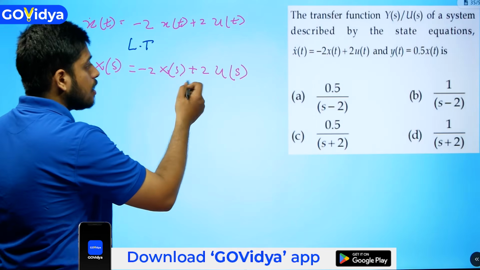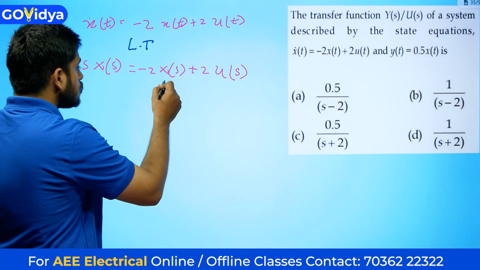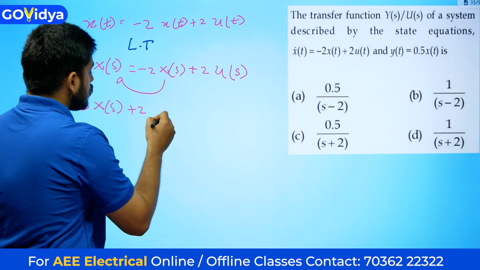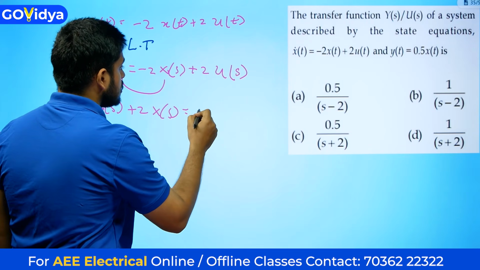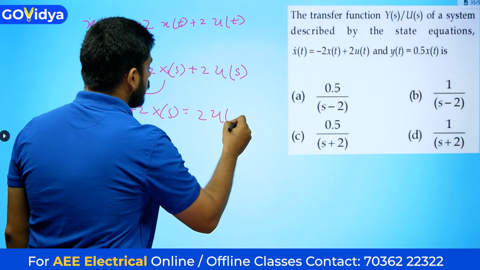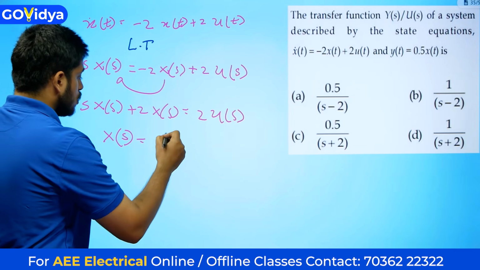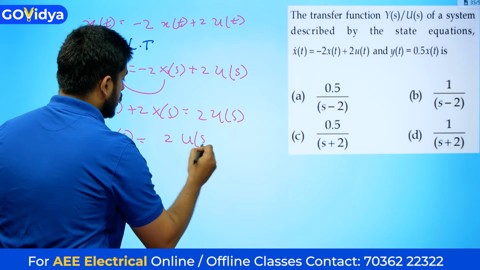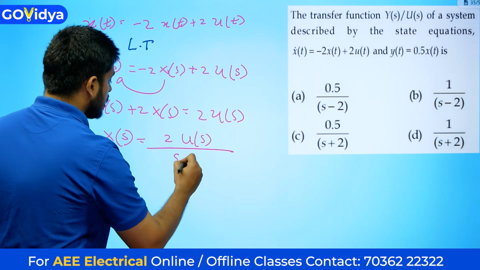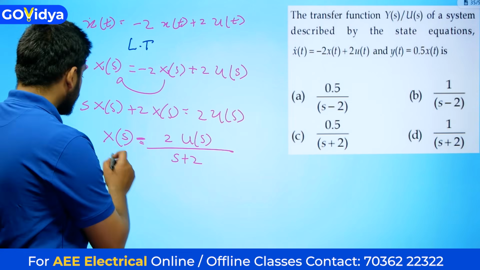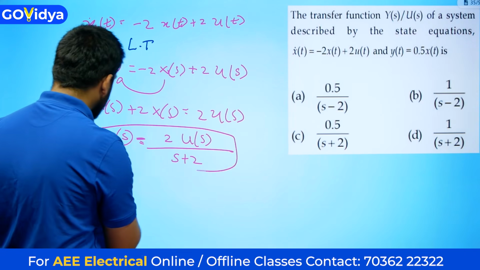So firstly we'll take this into x of s form. Sending this side, s into x of s plus 2x of s is equal to 2 u of s. Okay, so x of s is equal to 2 u of s by s plus 2. At this particular point it is 2 u of s by s plus 2. Let this be one equation, the transfer function equation.